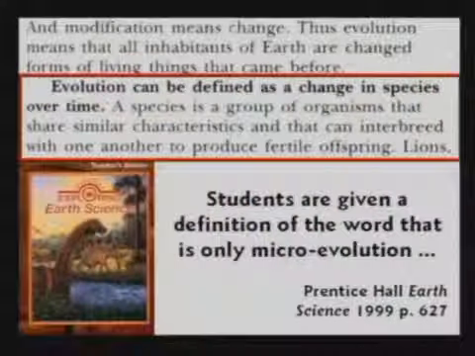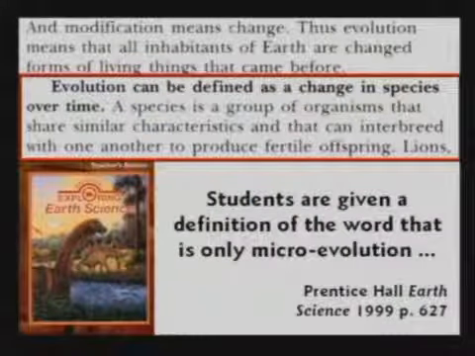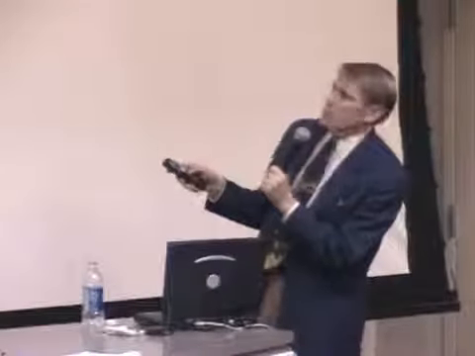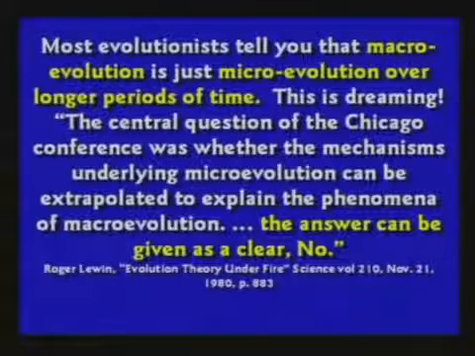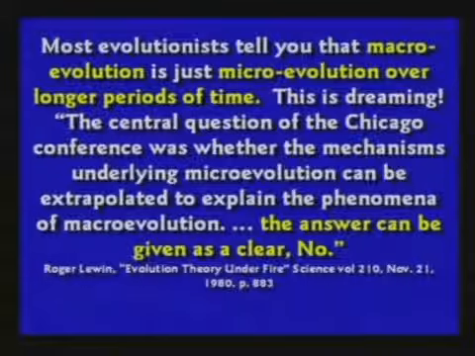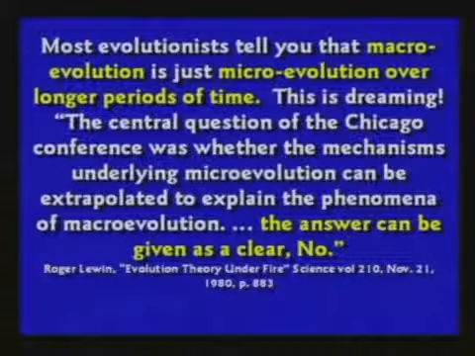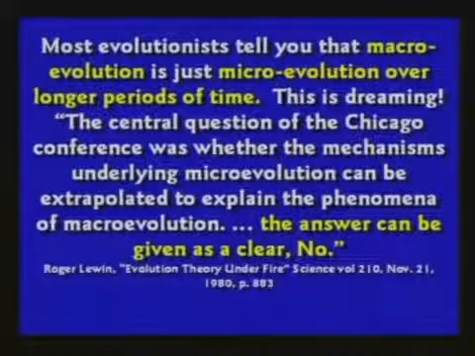Then they say, evolution is a change in species over time. Well, now they're right down to what I believe in. I believe species can have lots of varieties within that kind, but that's not really evolution. That's a lie. They're wanting you to believe all six parts of that theory by only giving you evidence for number six. People say, well, couldn't macroevolution just be micro over longer periods of time? No. The central question of the Chicago conference was whether the mechanisms underlying microevolution can be extrapolated to explain the phenomenon of macroevolution. The answer can be given as a clear no. It's not going to happen, okay?